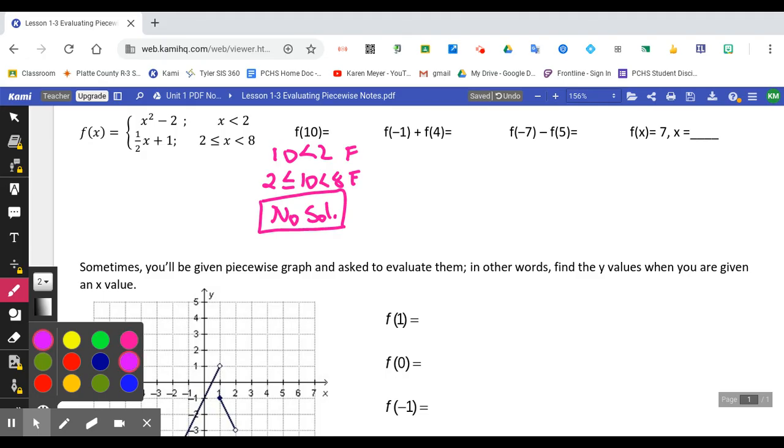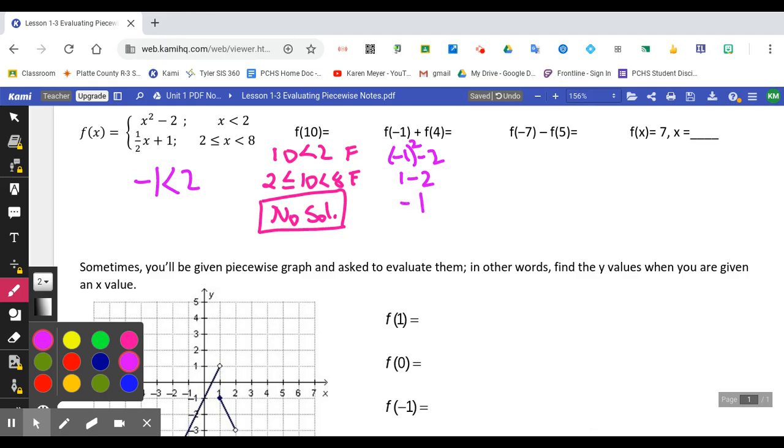The middle one, f of negative 1 plus f of 4. So let's start with f of negative 1. You would plug that in on the top one because negative 1 is less than 2. So that would give me negative 1 squared minus 2, which would give me 1 minus 2, which is negative 1.